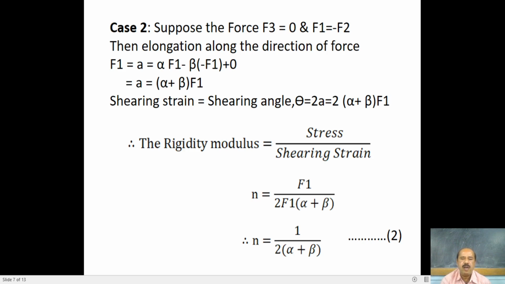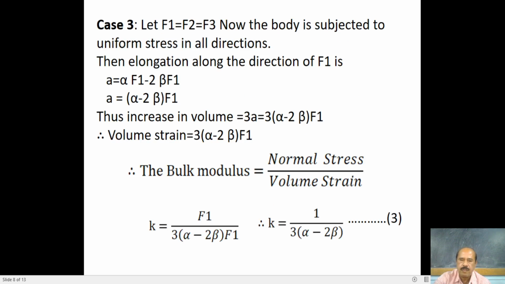Therefore, rigidity modulus can be defined as the ratio of shearing stress divided by shearing strain. Here we know the value of stress as well as strain. The stress value is F1, divided by the shearing strain we have already determined, that is 2 F1 into alpha plus beta. Therefore, the rigidity modulus N can be written as 1 over 2 into alpha plus beta. You call this equation number 2.